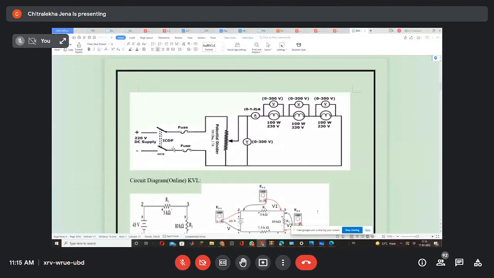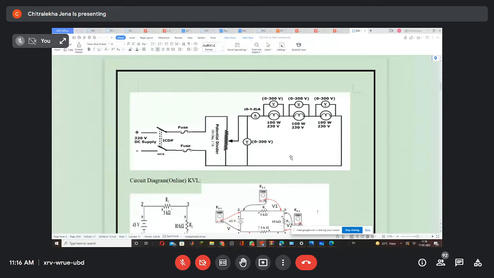So ICDP is ironclad double pole. You will see this ironclad double pole in the video. Maybe they are not using it now. I will show you the image. Here what we are doing is giving a 220 volt DC supply. How will you provide it? We will use the ironclad double pole so that in a single throw the 220 volt supply will be connected to the circuit.